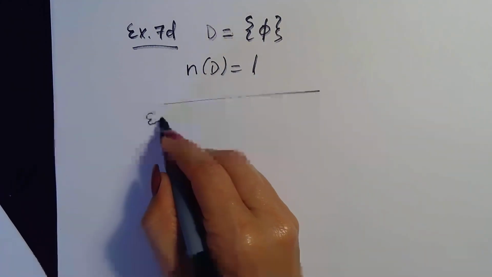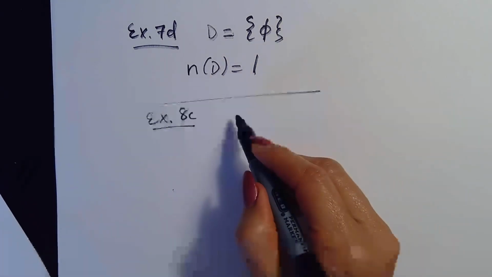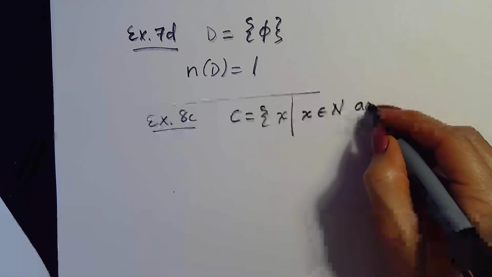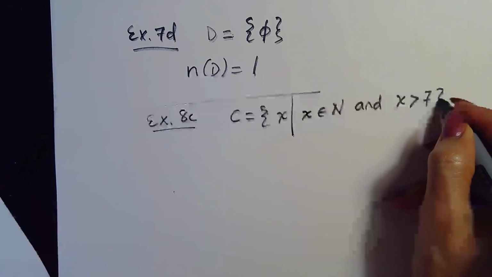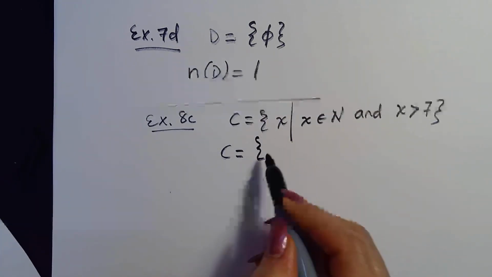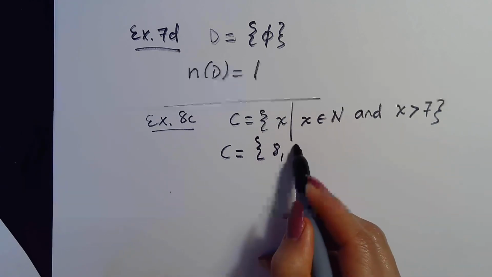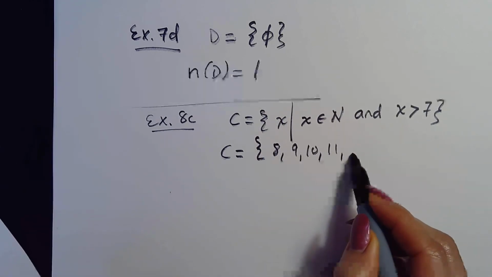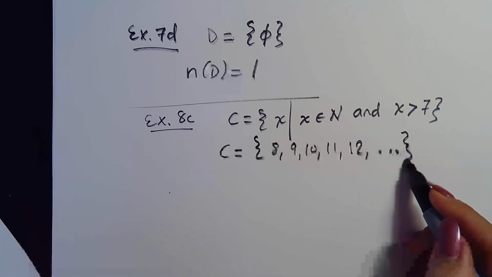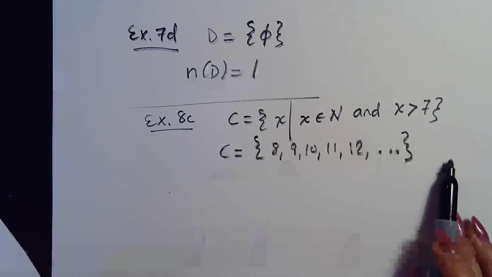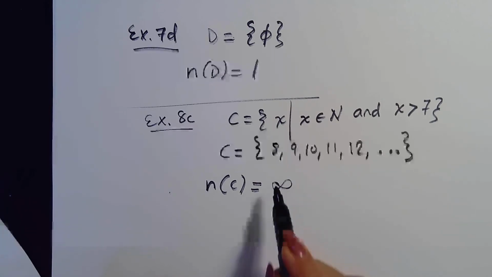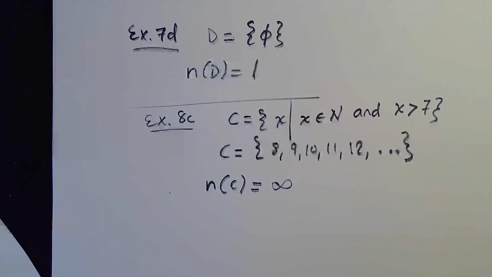8C says C is a set, all the x's such that x is a natural number and also x is greater than 7. Well, if you list them, you can see that this is going to be a natural number greater than 7, so that's 8, 9, 10, 11, 12, and then it's going to continue. So I write the 3 dots for the pattern and put the set notation. This is an infinite set, so you're going to say the cardinality of C is infinite. So you just write infinity for the cardinality.